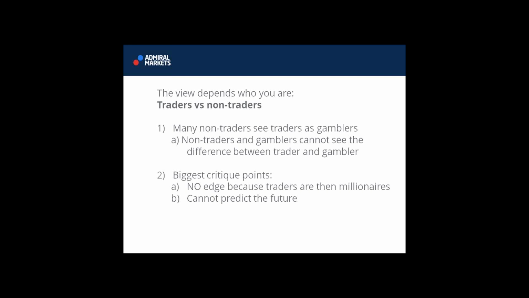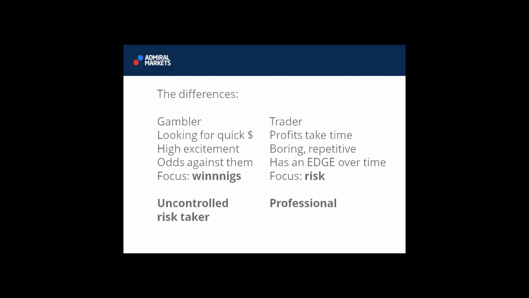So to summarize, trading, it's all about the approach, right? Non-traders could be gamblers. Sports bettors could be professionals. It's about the approach and the difference in the attitude. Once again, these differences here: professional versus uncontrolled risk taker, having an edge, focusing on risk, understanding the long-term variance. And that's something I think is one of the biggest things.